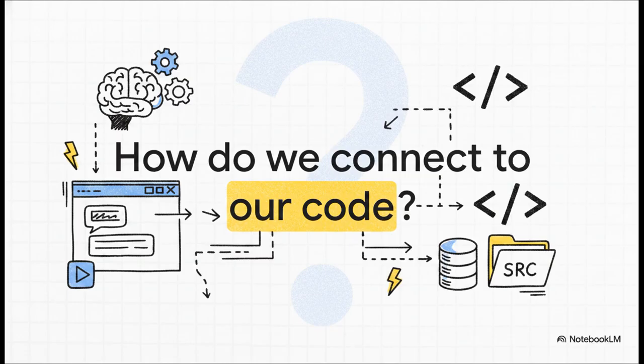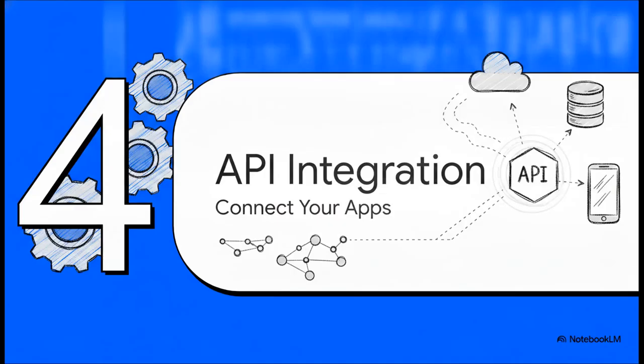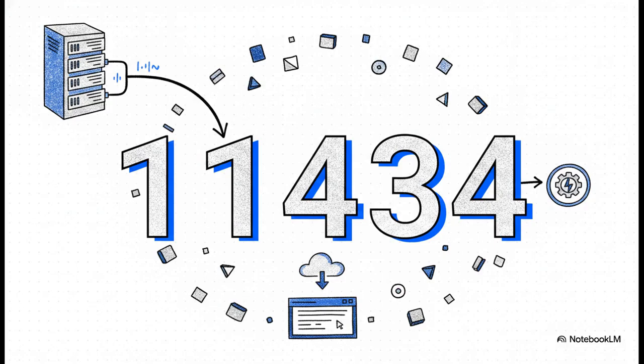How do we take this from a neat little terminal trick and turn it into a powerhouse sandbox for our actual software? Well, let's get into part 4, connecting apps via API. The secret sauce here is that Ollama automatically exposes an HTTP API directly on your localhost. It hangs out on port 11434.